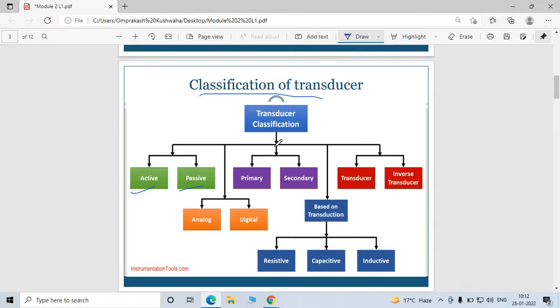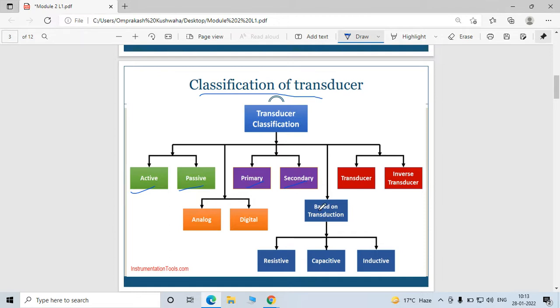Third one is primary and secondary transducer. A primary transducer is the one which is connected to your input side, right? If there is more than one conversion stage, then at that time the primary and secondary transducers come into the picture. And the secondary transducer is responsible for producing your output.